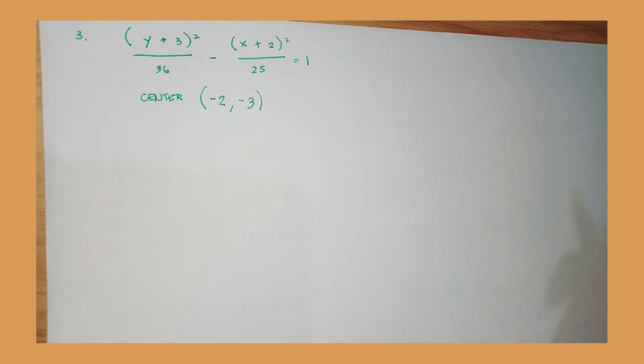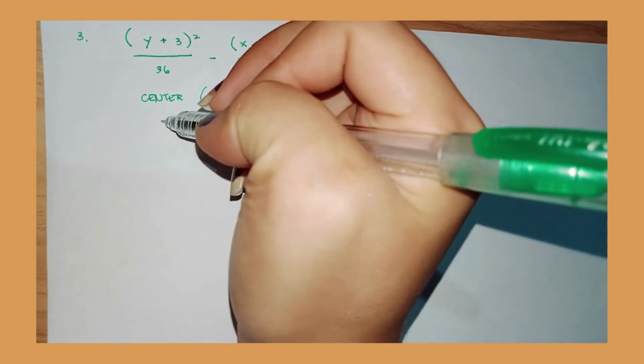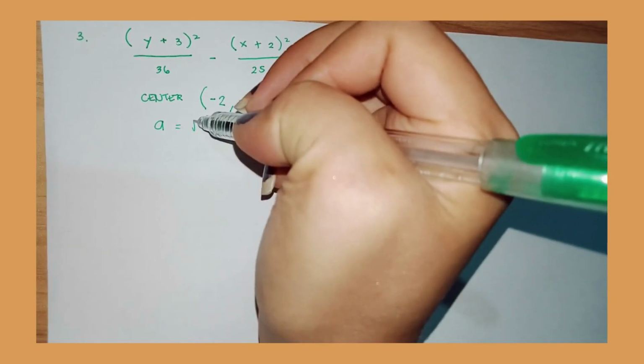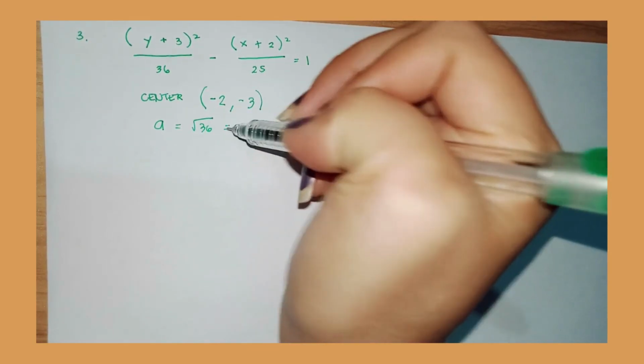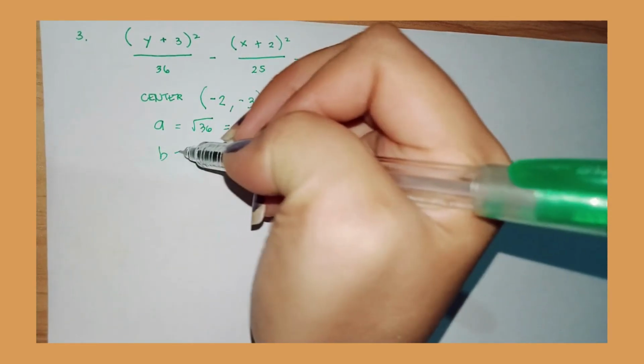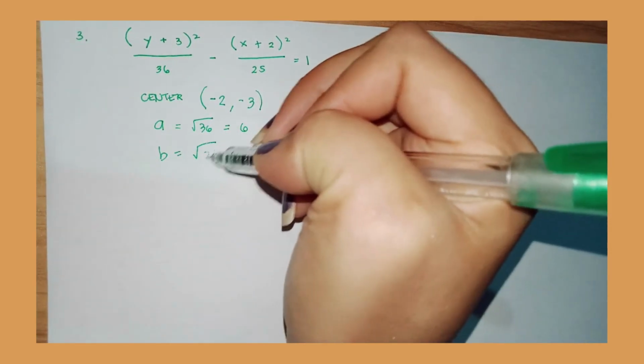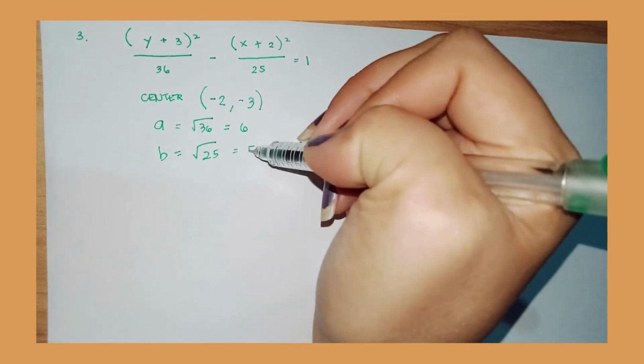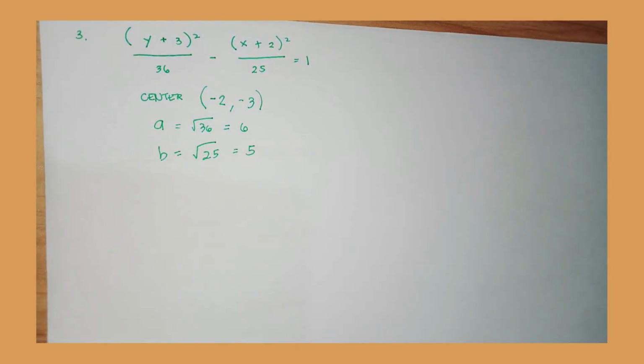Hanapin na natin ang ating A. A is given as square root of 36. Square root of 36, that is 6. Yung B naman, square root of 25, that is 5. So, that is the value of A and B.